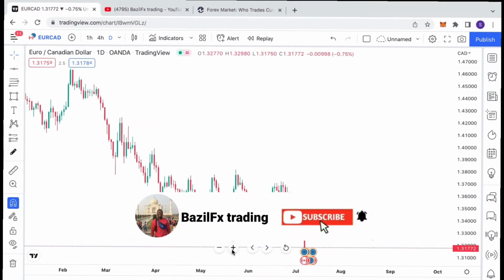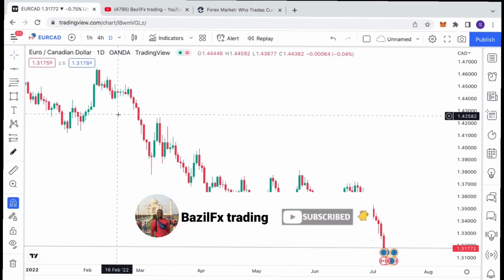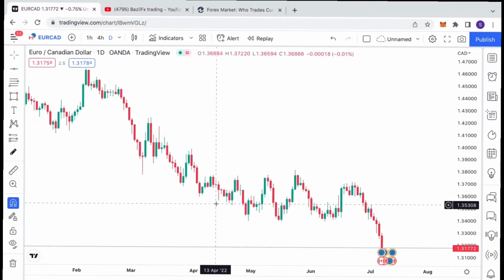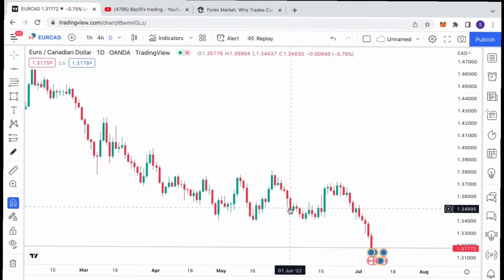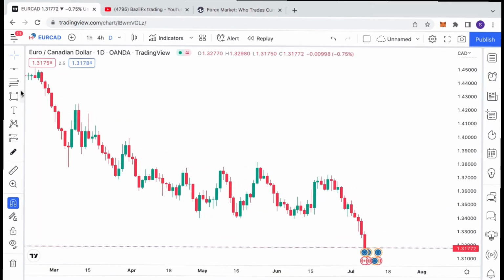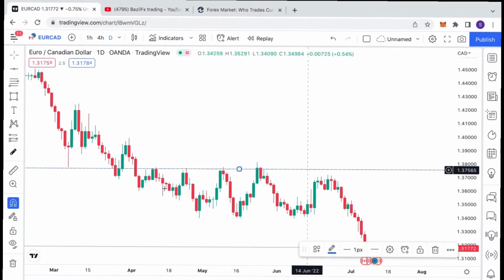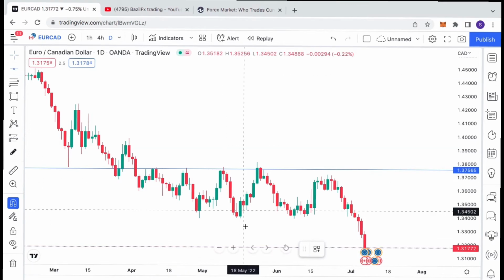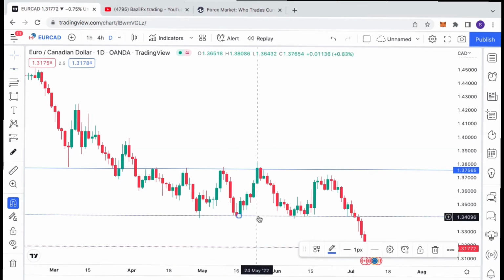So what do we have on a daily time frame? I've been monitoring this market now for quite some time. As you can see, we had here a bearish rectangle. I'm going to mark it out here. This is a bearish rectangle right here. As you can see, I'm marking it out. This is a bearish rectangle.